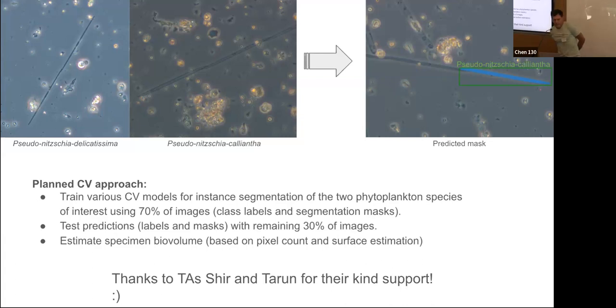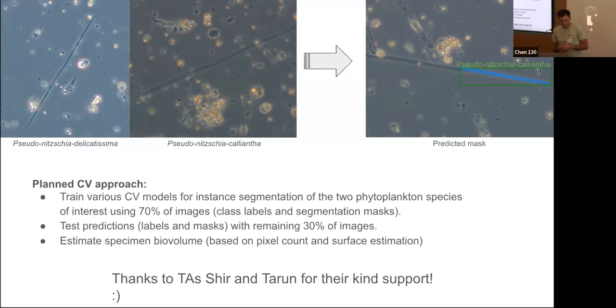So the planned approach is to train various computer vision models for instance segmentation for these two species of interest. And we'll be using like 70%, for instance, of images for training, so for the class labels and the segmentation mask, which includes these class labels and segmentation masks. And then we will test the predictions, so the labels and the masks, with the remaining images.